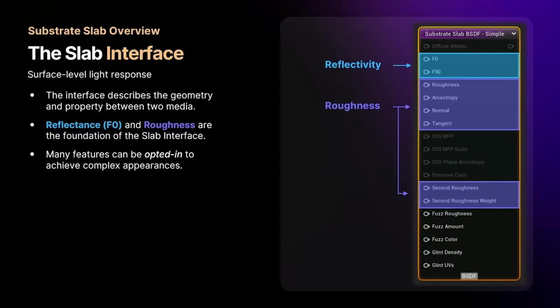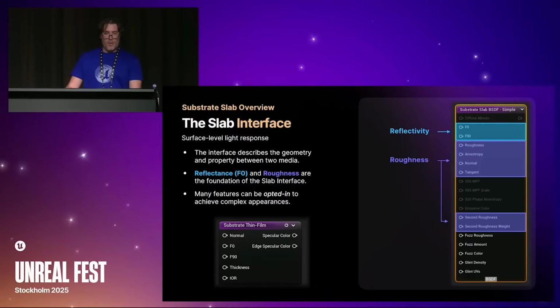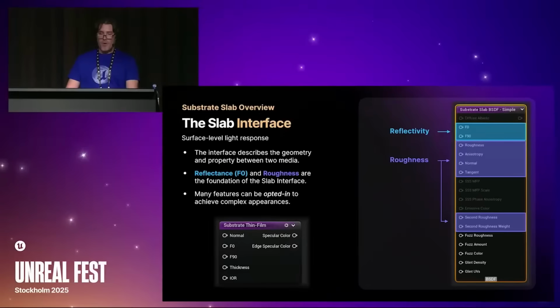One of the most important distinctions in Substrate is that F0 is a color. That means that any material, not just metallics, can exhibit chromatic specular, including dielectrics like chitin and oxide or oil films. There's even a helper node to aid in generating a reasonable F0 and F90 for these materials. The interface is also energy conserving by design. So when F0 increases, diffuse response is automatically reduced, keeping the total reflected energy physically consistent and saving you from manually balancing specular and diffuse strength.